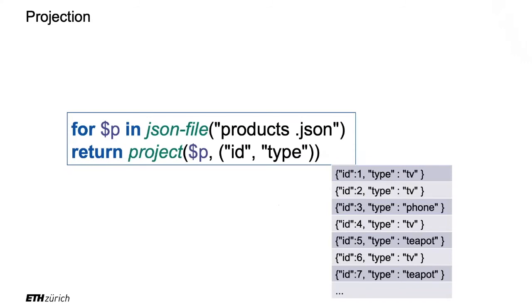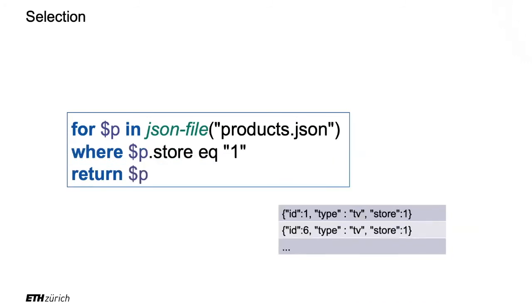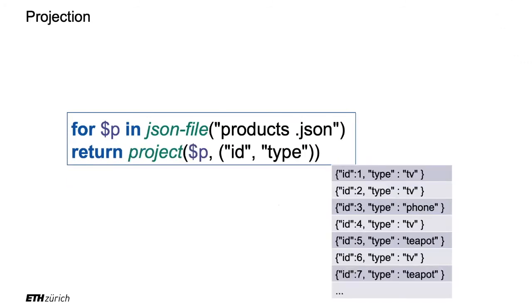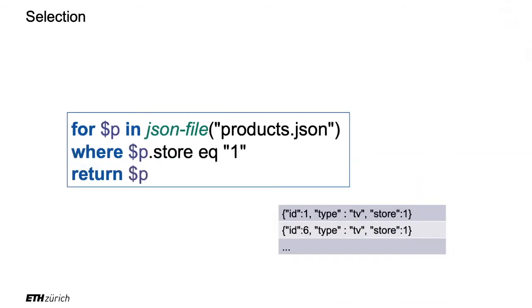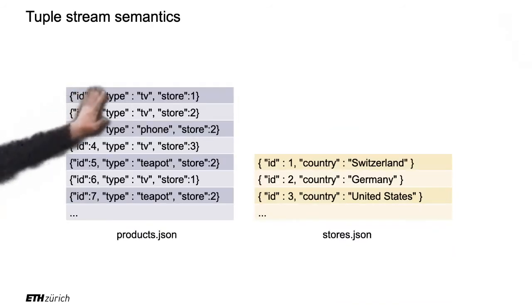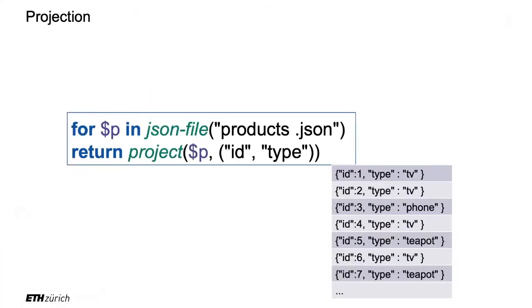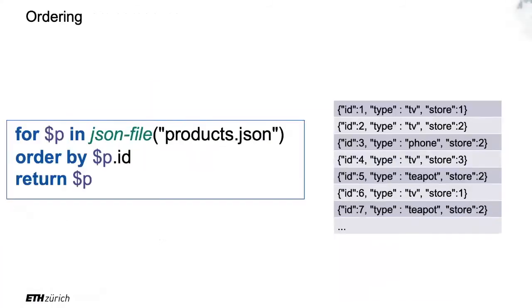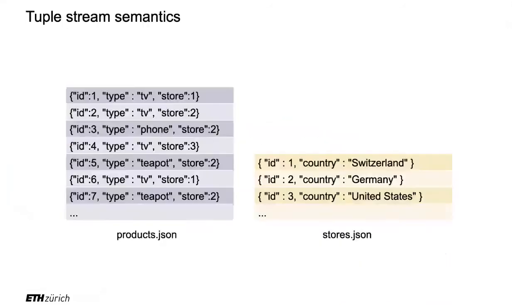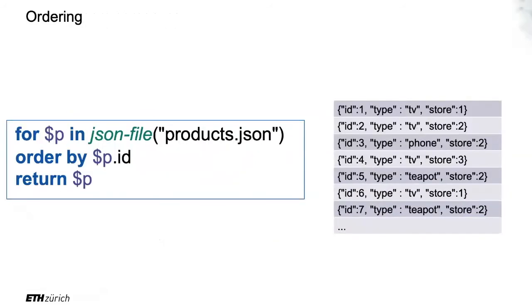Then I can instead, so this was selection, right? I can project to just the ID and the type. So imagine I take the product here, but I only want the ID and the type, I want to forget about the store. Then I can just use the project function. Then I can order by ID. So here, actually, it was already ordered, so it's a bit silly, I admit, but technically you can pretend that it wasn't ordered, then now it's ordered by ID, right?